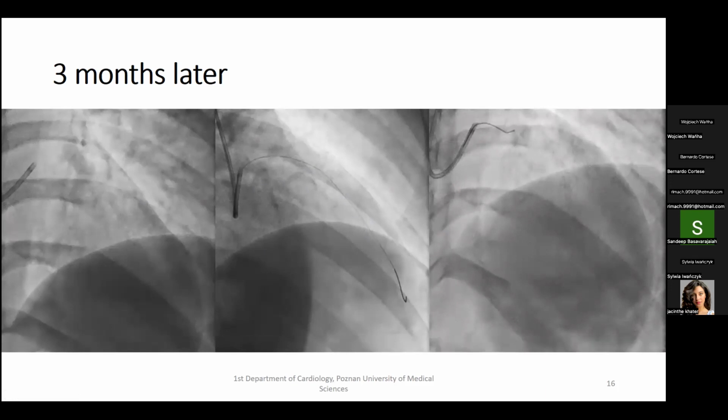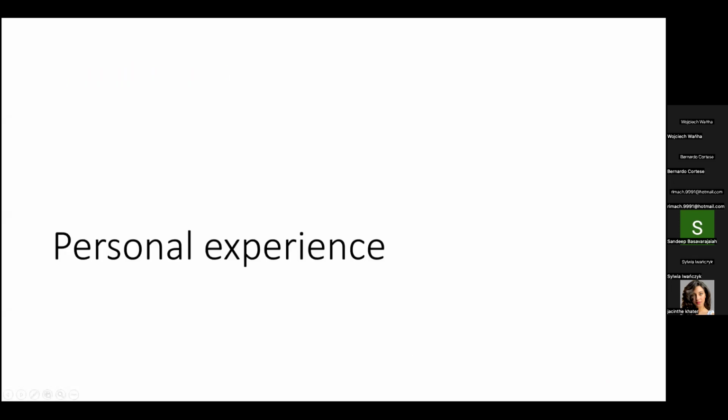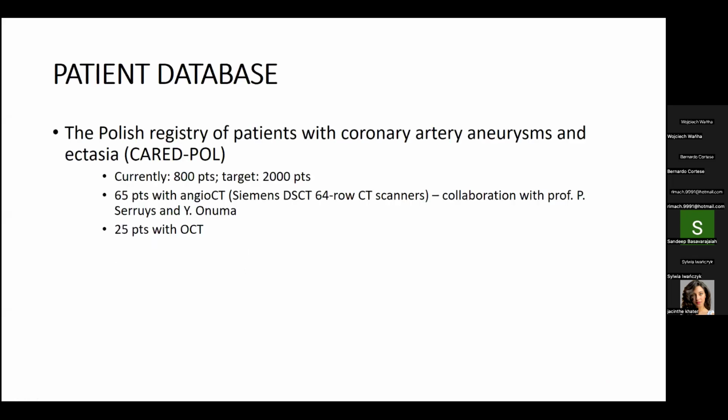There was some atherosclerosis, but it was rather a fibrotic plaque without significant lesion. So I implanted a stent, and it was the final result. I would like to say a few words about my personal experience.